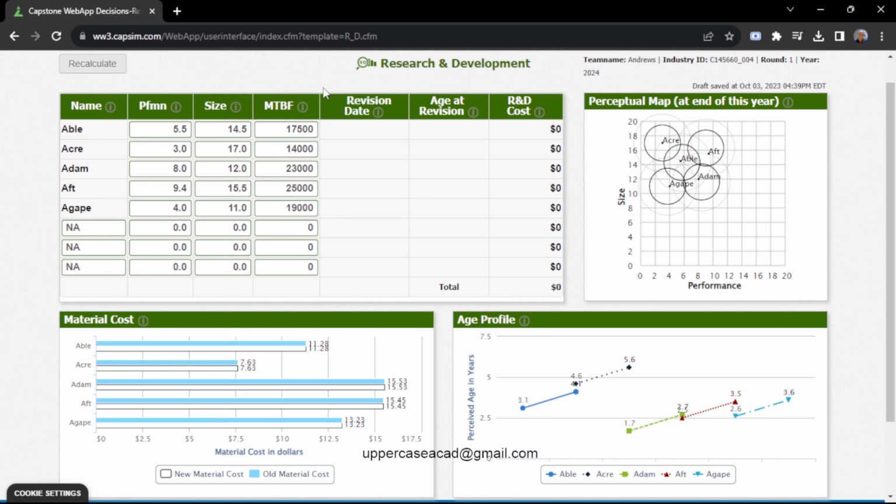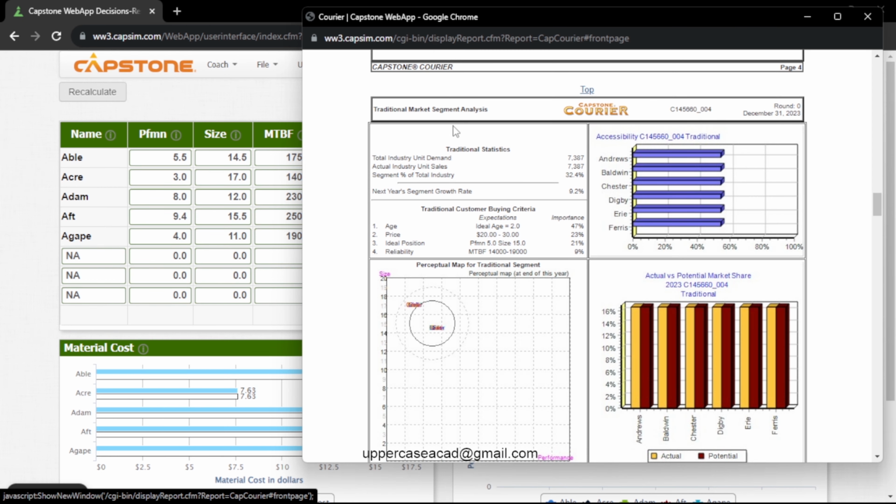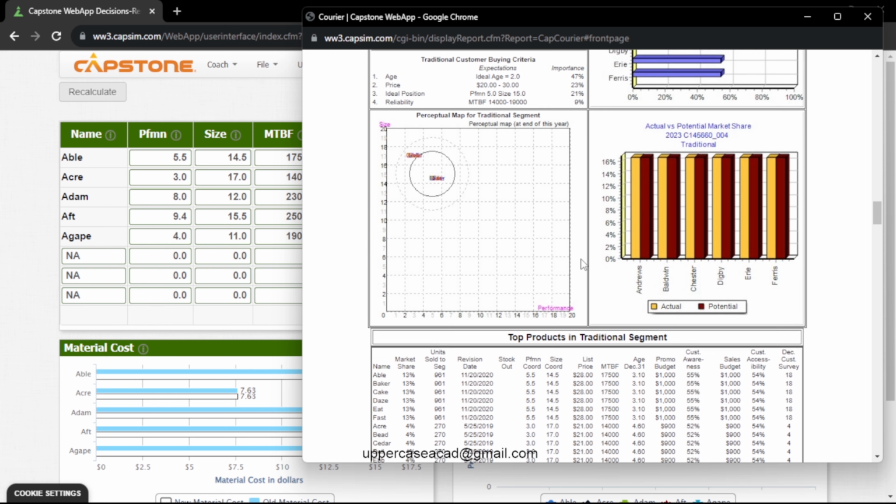So let us go into the reports. This is the report. Here we see that we have the traditional market segment. Under the traditional market segment, age is more important with an importance of 47%, while price is the second with an importance of 23%. Ideal positioning has an importance of 21%, and reliability has an importance of 9%.